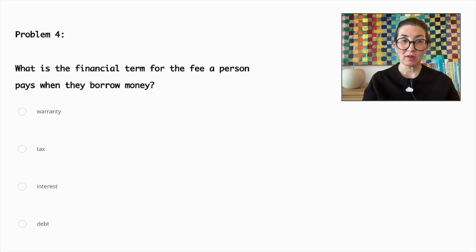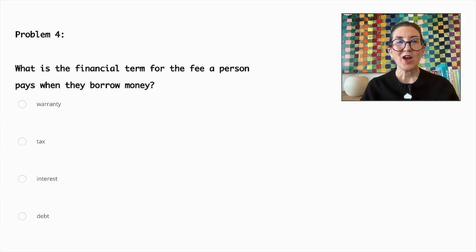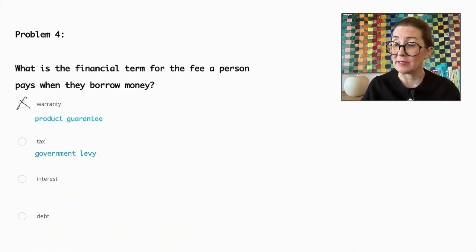Problem number 4. What is the financial term for the fee a person pays when they borrow money? Warranty, tax, interest, or debt? A warranty is not correct as it's a product guarantee. So let's eliminate that. Tax is also incorrect as that is a government levy. Debt is incorrect as it is the borrowed amount.